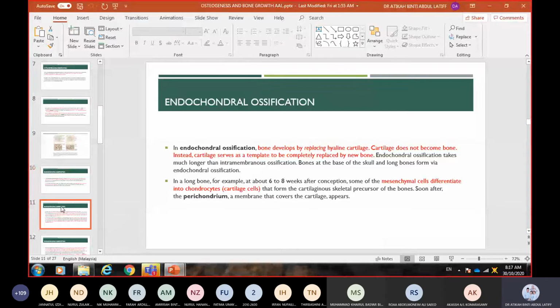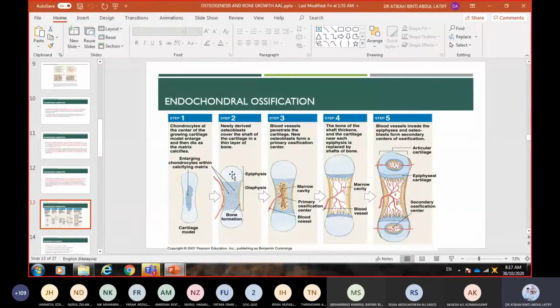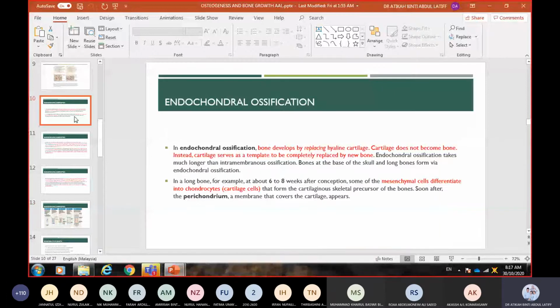I'll show you the picture first. So you can see, this is endochondral ossification, where we have chondrocytes to form a template, and finally be replaced by bone or osteoblasts and osteocytes. It starts at about 6 to 8 weeks after conception. Some of the mesenchymal cells differentiate into chondrocytes, meaning they start to form cartilage cells.